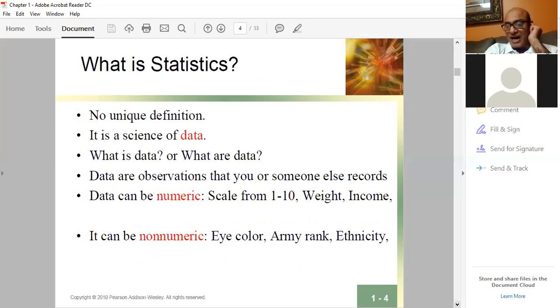Numerical, that means when numbers are involved, it is called numerical. It could be any number, not necessarily just the natural numbers. It could be like this 1, 2, 3, 4, 5. It could be 1.5, 1.7, 1.8, 1.9 like this, right? So those are the numbers.